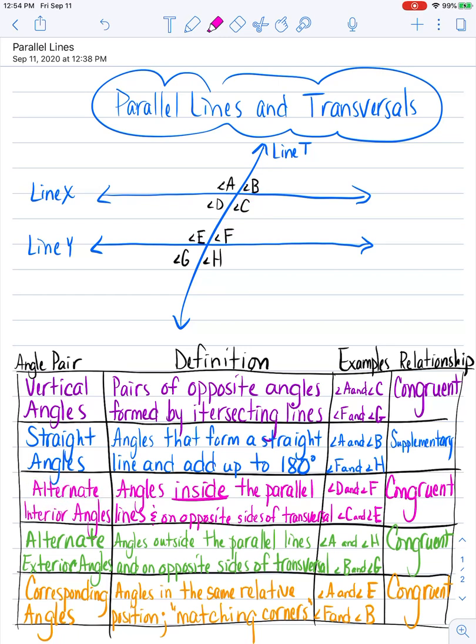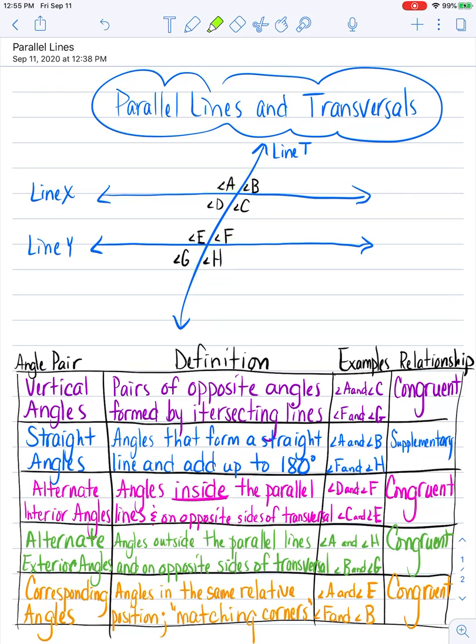So now let's take a look at alternate exterior. Alternate still means on opposite sides of the transversal. Exterior means outside the parallel lines. So let's find those. And again, these are congruent. That means they have the same angle measures. So let's look at angle A and angle H. See how both of those are outside of the parallel lines, but they're on opposite sides of the transversal. That's what it means. Alternate exterior angles.